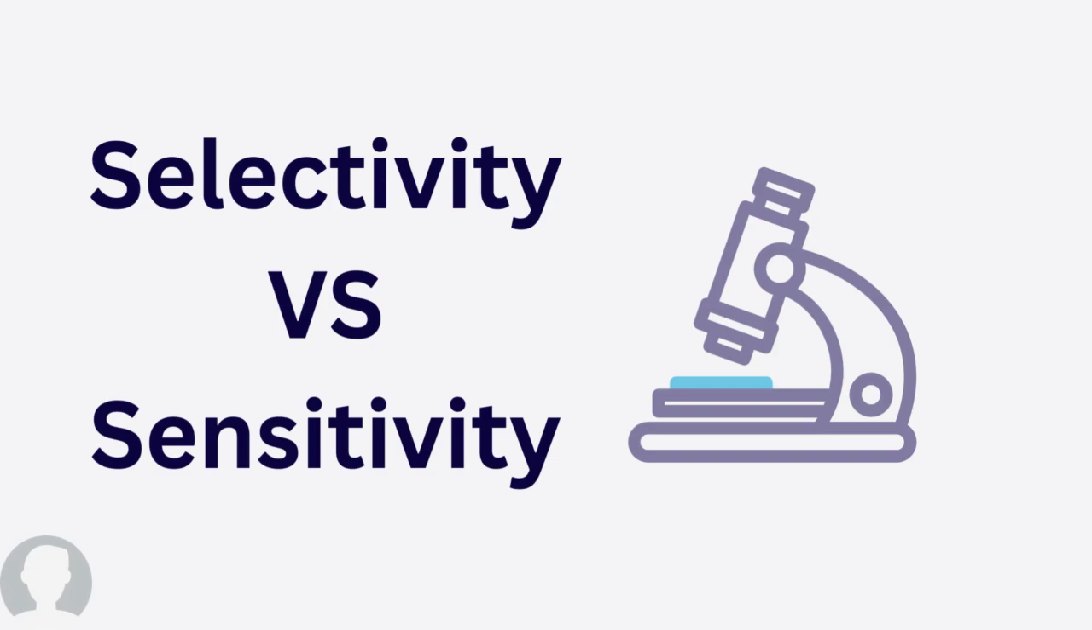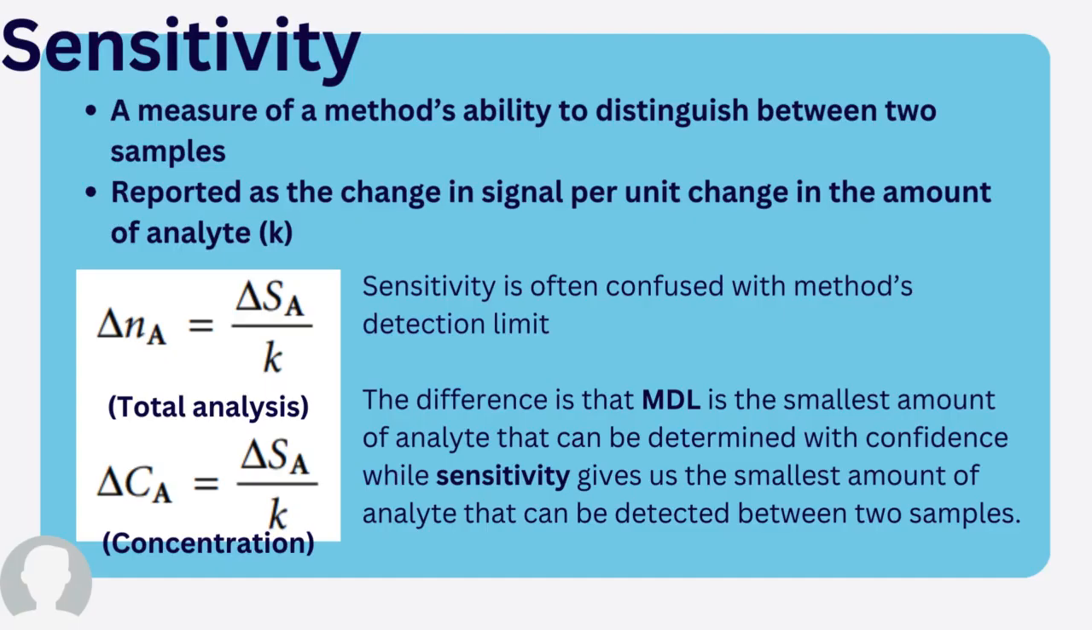Now, let's talk about selectivity versus sensitivity. Sensitivity is the measure of a method's ability to distinguish between two samples, reported as the change in signal per unit change in the amount of analyte. Sensitivity is often confused with a method's detection limit. The difference is that the MDL is the smallest amount of analyte that can be determined with confidence, while sensitivity gives us the smallest difference in analyte amount that can be detected between two samples.